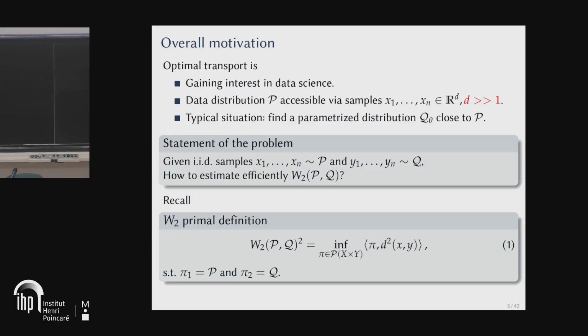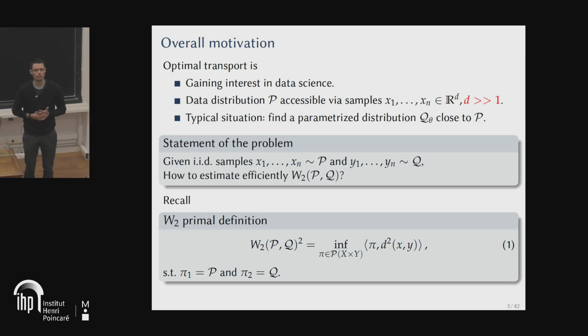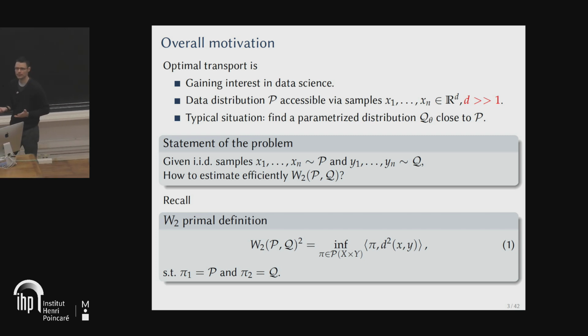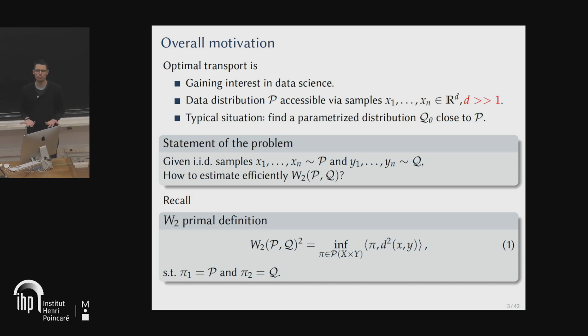So assume that you have unknown distributions P and Q that you know from samples, IID samples. What you want to estimate is the Wasserstein distance between P and Q. But you only know P and Q by the knowledge of the IID samples.